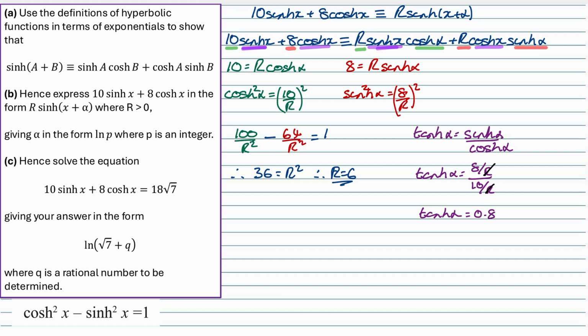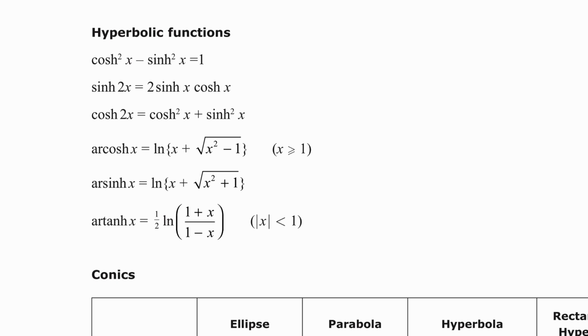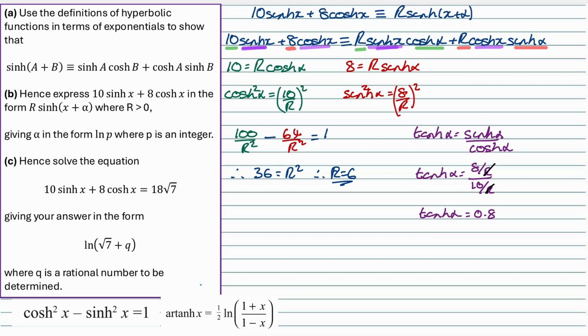Now in the question, we want alpha in the form of ln p. So if we go back to our formula booklets, we can take the artanh of alpha using this equation, and that will give us alpha in terms of a natural log. So if we take the artanh of both sides, alpha will be the artanh of 0.8, and then we can substitute this 0.8 in place of x here and here.